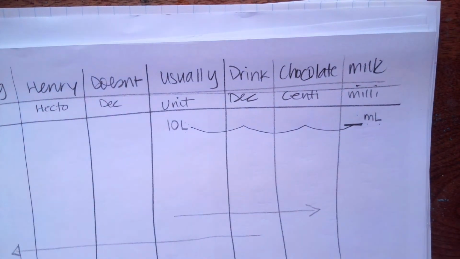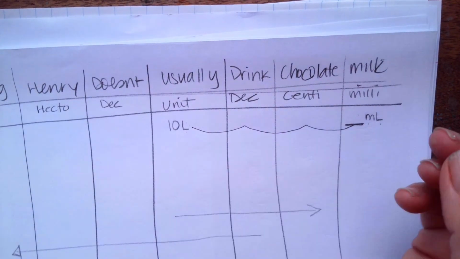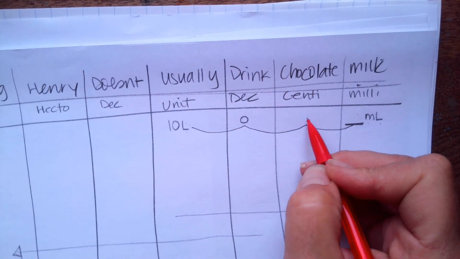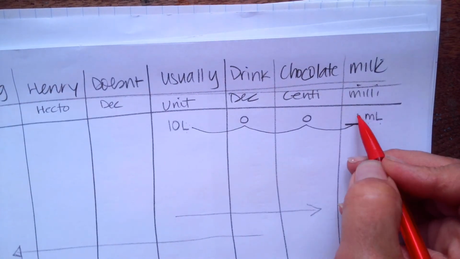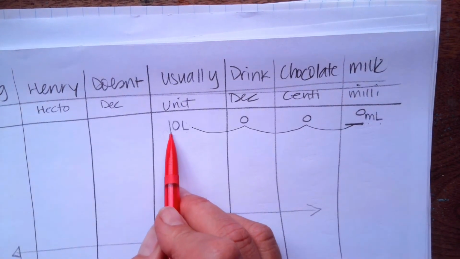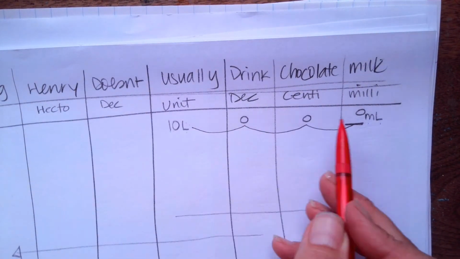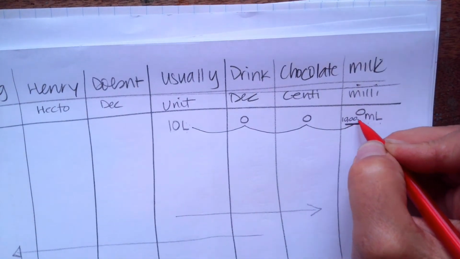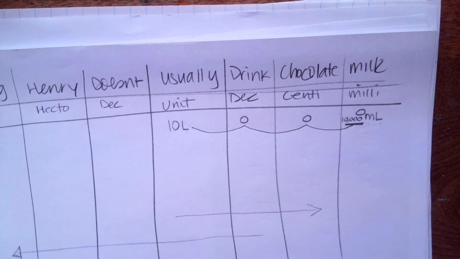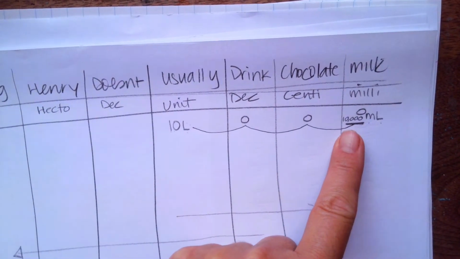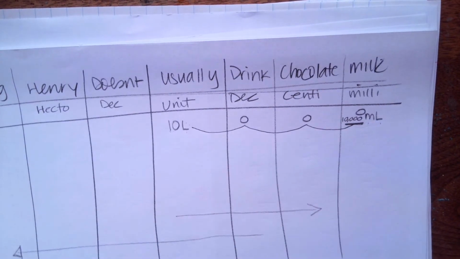Okay? And then for each of the jumps that you made, you're going to put a 0. So I made 1 jump here, 2 jumps here, 3 jumps here. So now I'm going to find out what that number is. 10, 0, 0, 0. So 10 liters is 10,000 milliliters. Does that make sense? Kind of?